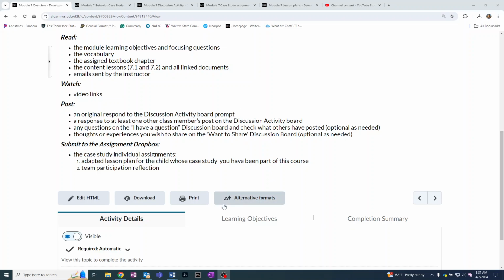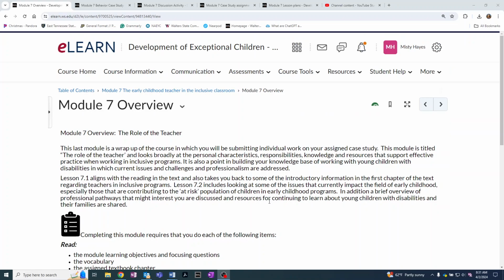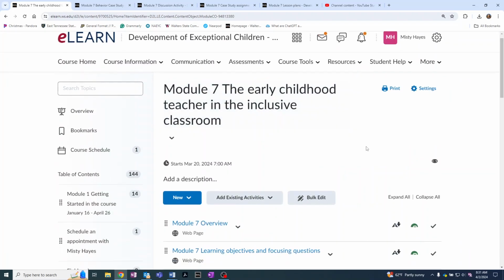So there will be no quiz, you'll see here. The things that you're going to be submitting to the Dropbox is going to be your adapted lesson, your behavior lesson with that reflection included. You also have that discussion part as well. So let's go ahead and kind of walk you through the assignments that you have to do for this week.